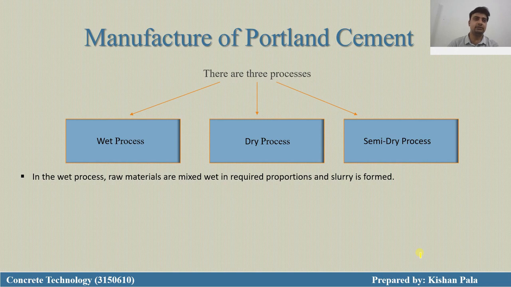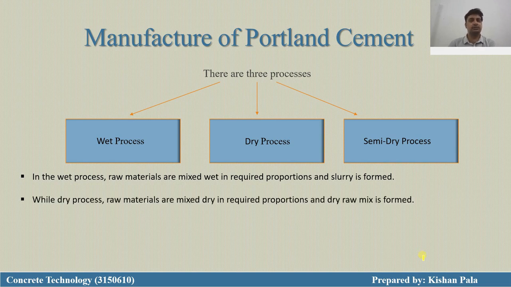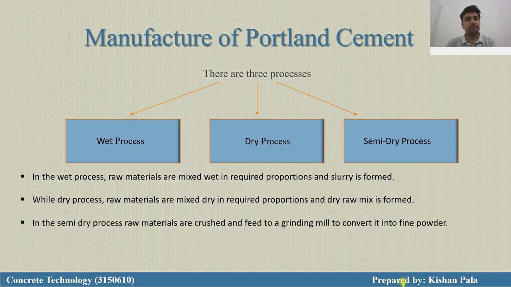What is the wet process? In the wet process, the raw materials are mixed wet in the required proportions and slurry is formed. In the dry process, the raw materials are mixed dry in the required proportions and a dry mix is formed. And in the semi-dry process, the raw materials are crushed and fed into the grinding mills to convert them into fine powder.